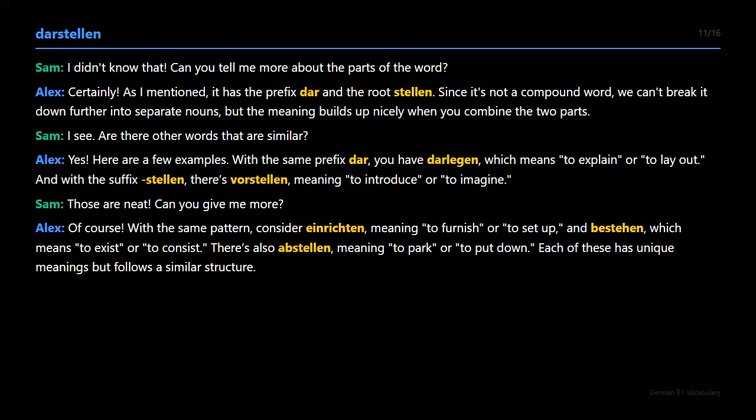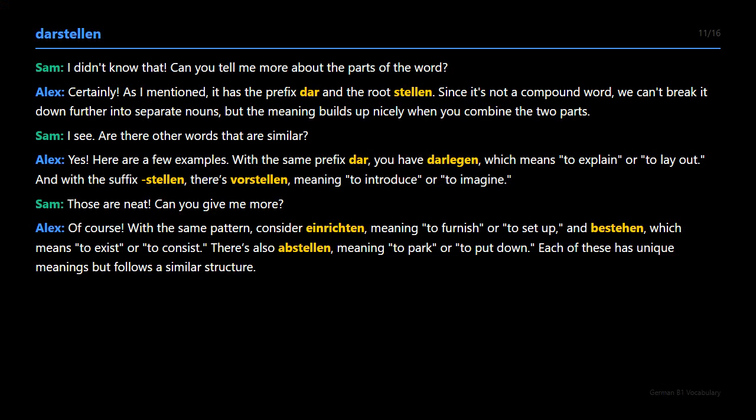Yes. Here are a few examples. With the same prefix da, you have darlegen, which means to explain or to lay out. And with the suffix stellen, there's vorstellen, meaning to introduce or to imagine. Those are neat. Can you give me more?